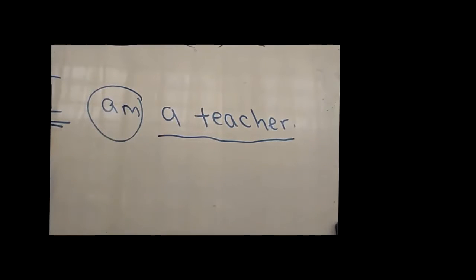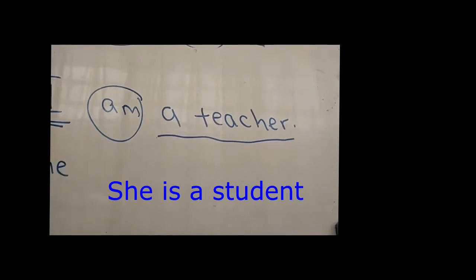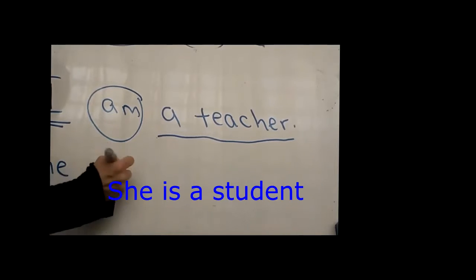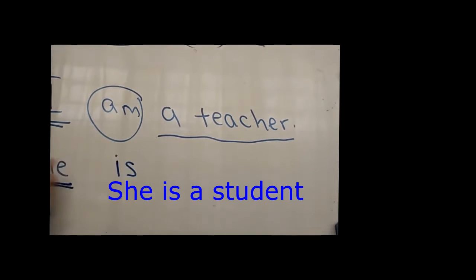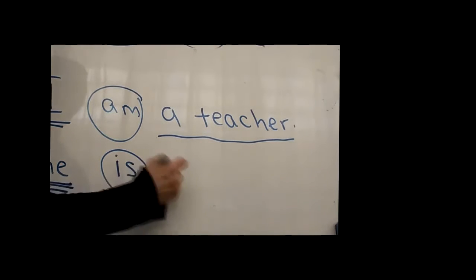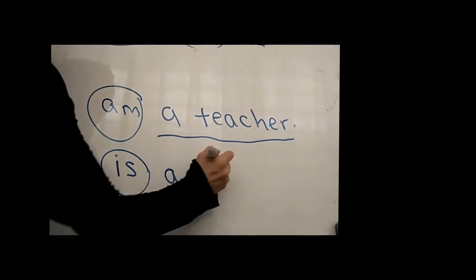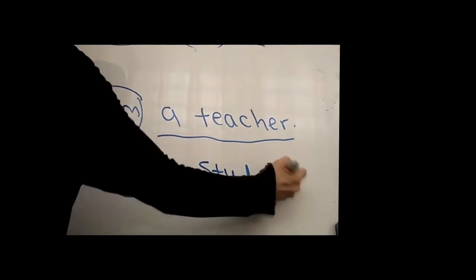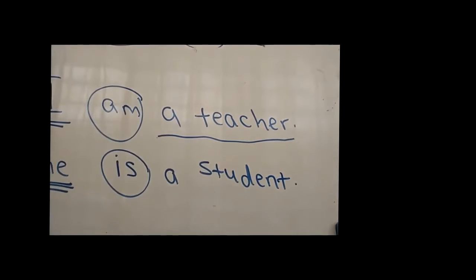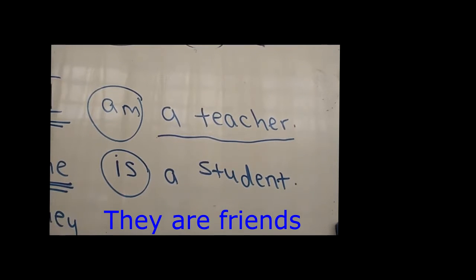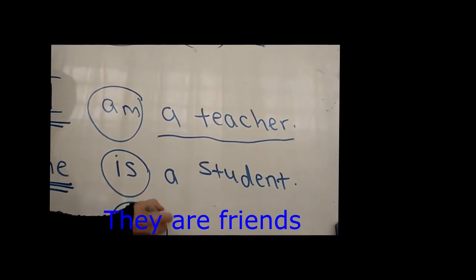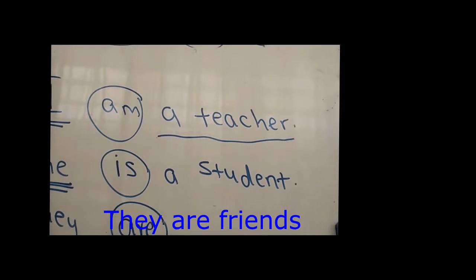Another example will be she. So we have here she followed with is. Why? Because with she we use is. She is maybe a student. Alright? Or if we have they, with they we use are. They are maybe friends.